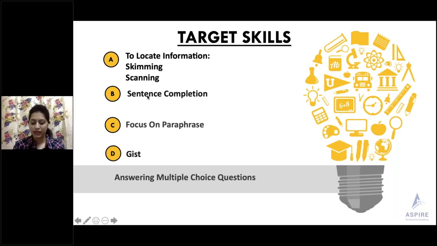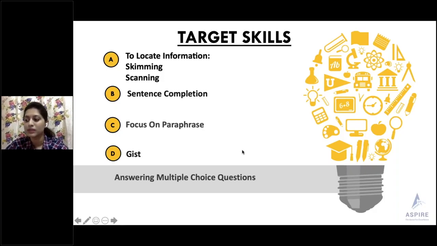Whenever there is a gap in the sentence, you look at it and ask yourself what type of information is missing. I'll give you a clear example in the next few slides, so just bear with me.